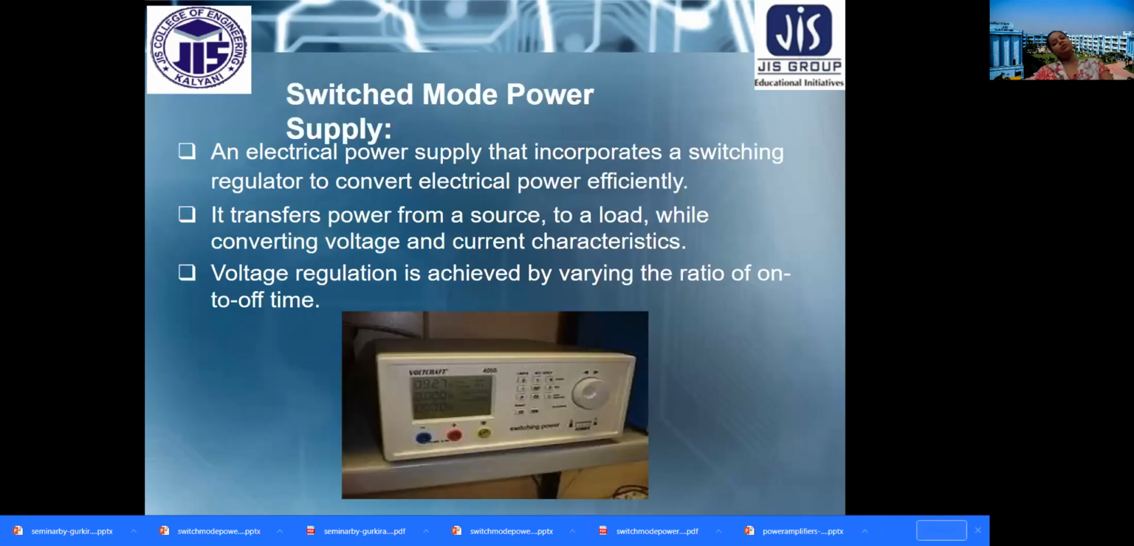Now in this video, since we are going to study about SMPS, so what is an SMPS? In the figure you can see a diagram of SMPS, a pictorial view. An electrical power supply that incorporates a switching regulator to convert electrical power efficiently. It transfers power from a source to a load while converting voltage and current characteristics. Voltage regulation is achieved by varying the ratio of on-to off time.